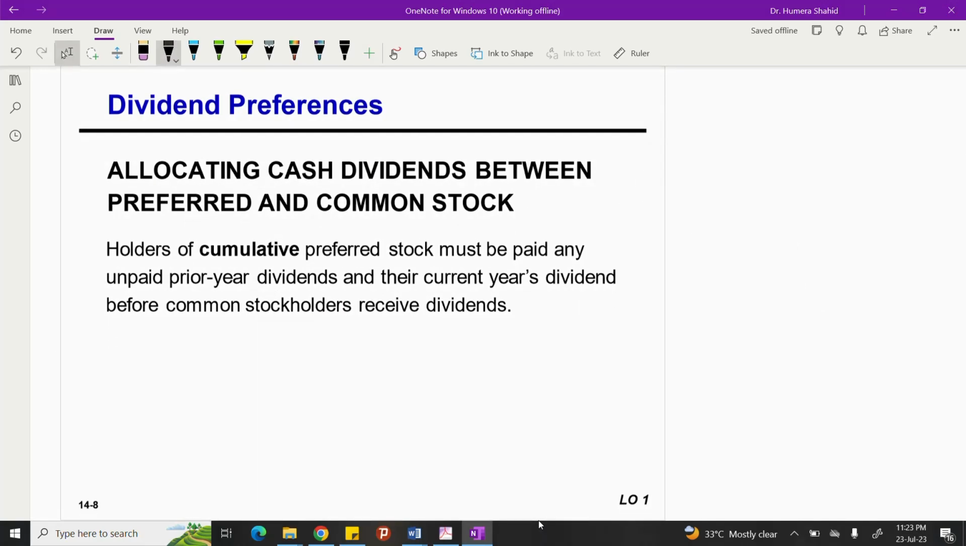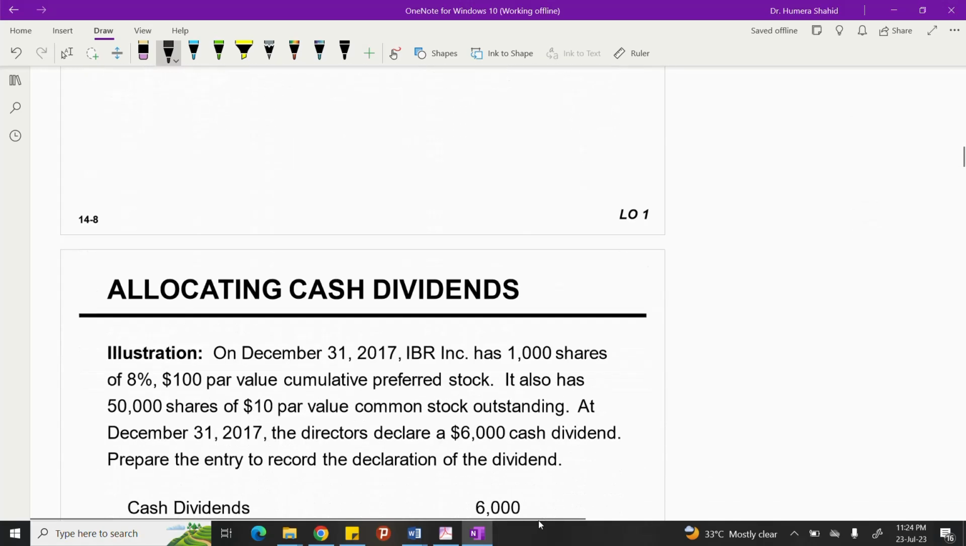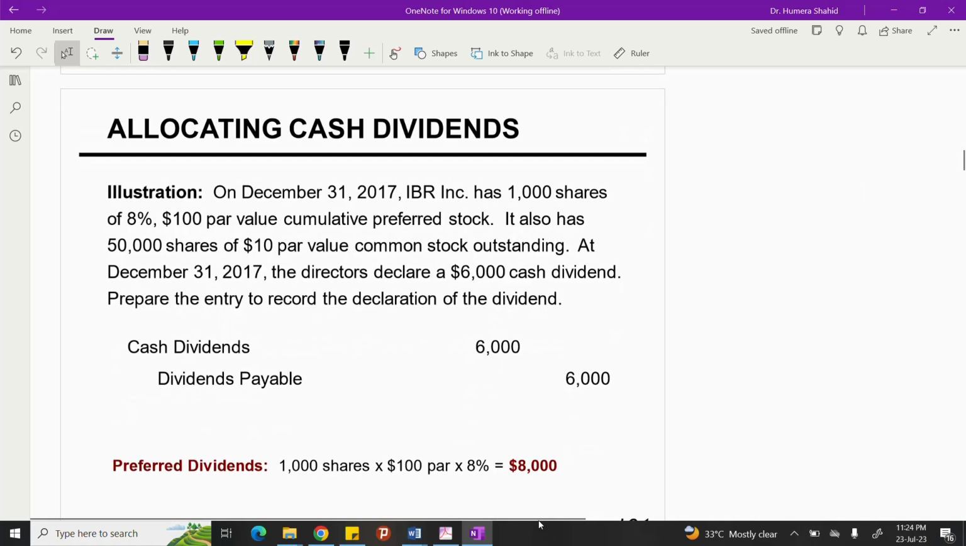So what is dividend preference? You always allocate the cash dividend between the preferred stock and common stock, and who gets first? Preferred stock gets first. So holders of cumulative preferred stock must be paid any unpaid prior year dividends and their current year dividends before the common stock receives the dividend. Let's have an example of allocation.